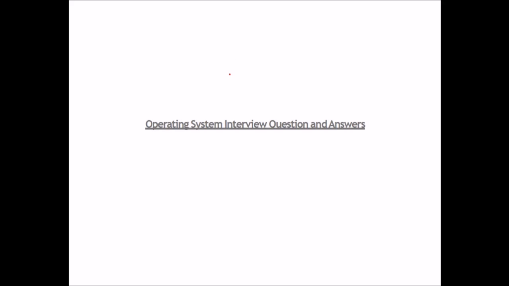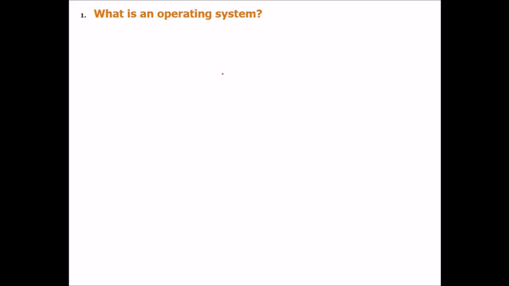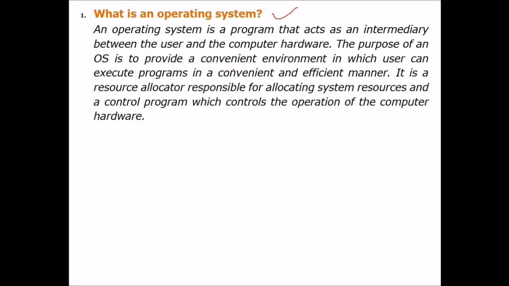So let us see a few operating system questions and answers generally asked in interview. What is an operating system? An operating system is a program or set of programs that acts as an intermediary between user and computer hardware. So user is there and computer hardware is there. So this operating system sits in between them.